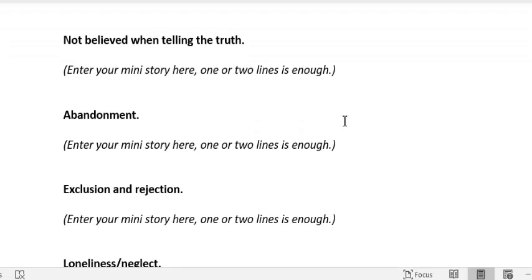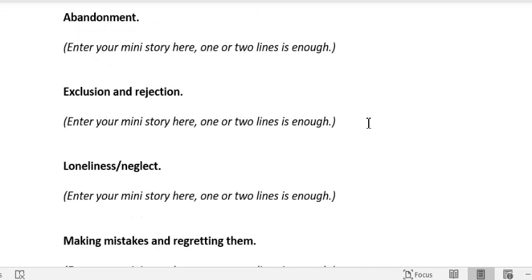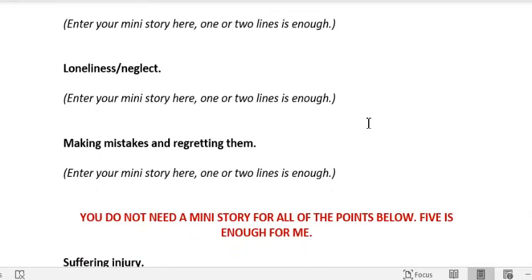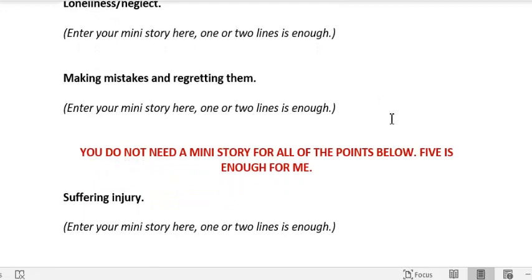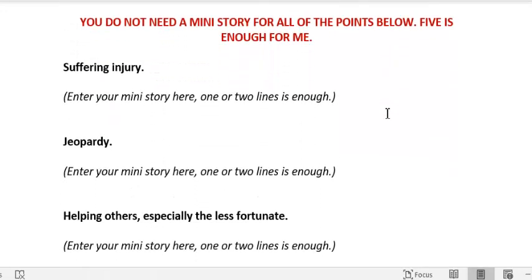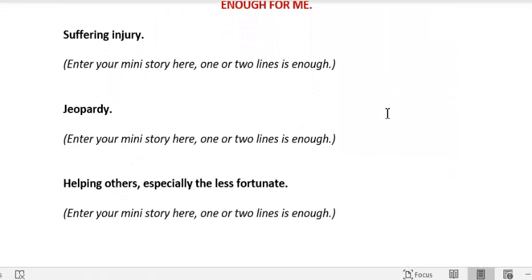Abandonment, if you have that, again, pause. Exclusion or rejection, pause if you need to. Loneliness and neglect, it could be in a marriage, or it could be when you were brought up, or in work, or anything like that. So pause if you need to. Making mistakes and regretting them, well, who hasn't done that? So you should be able to put something in there. Again, you don't need a mini story for all of them. Suffering injury, pause if you need to.